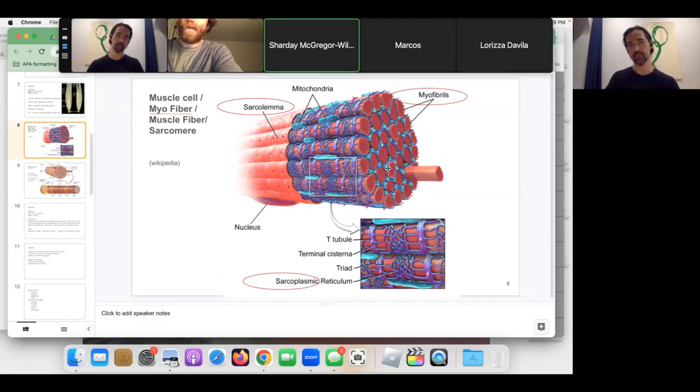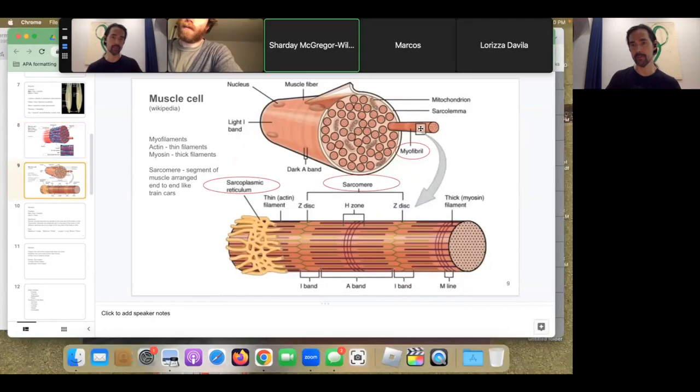One muscle cell is referred to as a muscle fiber or a myofiber. Inside of the myofiber, there are many, many, many myofibrils. The myofibrils are made up of myofilaments, thick myosin filaments and thin actin filaments.